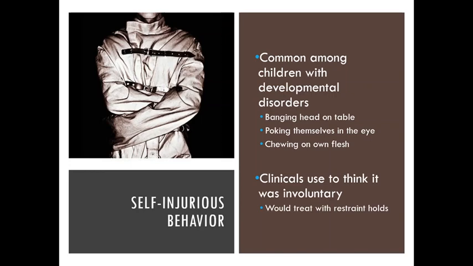Clinicians used to think that this type of behavior was involuntary, meaning that the children did it without really meaning to. If that were the case, there wouldn't really be a great conditioning-based intervention. So they treated that with restraint holds. While restraint holds can stop self-injurious behavior and may sometimes be necessary to protect a child, they have a lot of negatives associated with them. They can accidentally hurt the child. A lot of parents and people in the field view them as inappropriate. So what research tried to do was come up with a way we can target these self-injurious behaviors that focuses on why the children are doing them or what's causing the child to do them.